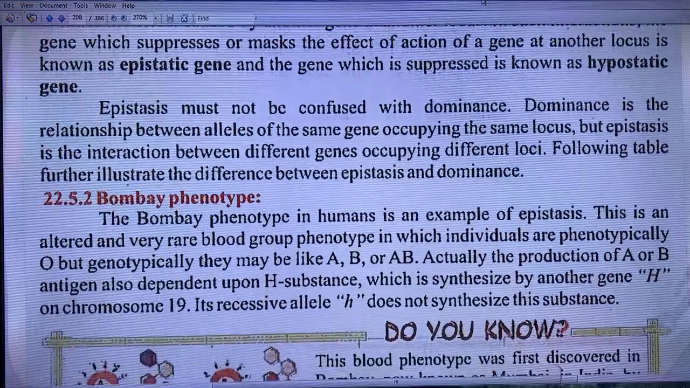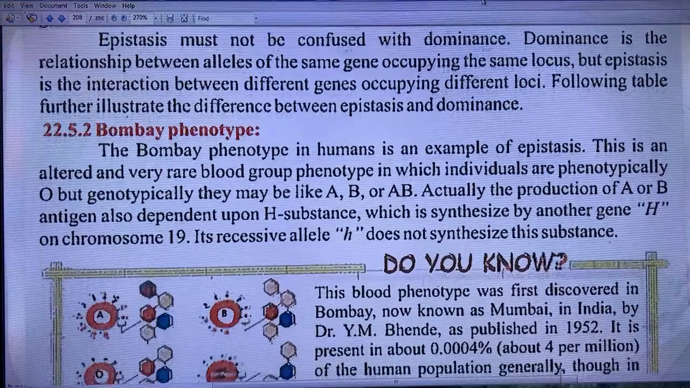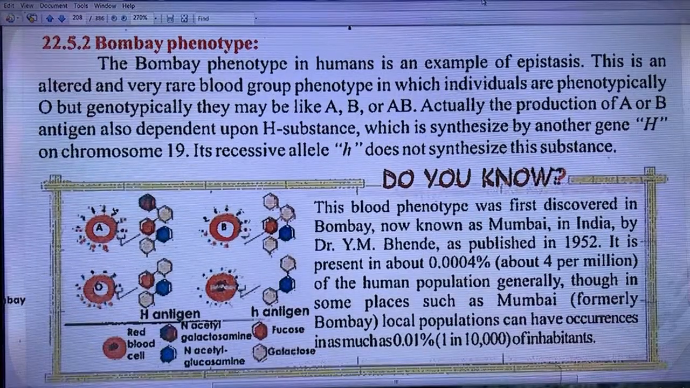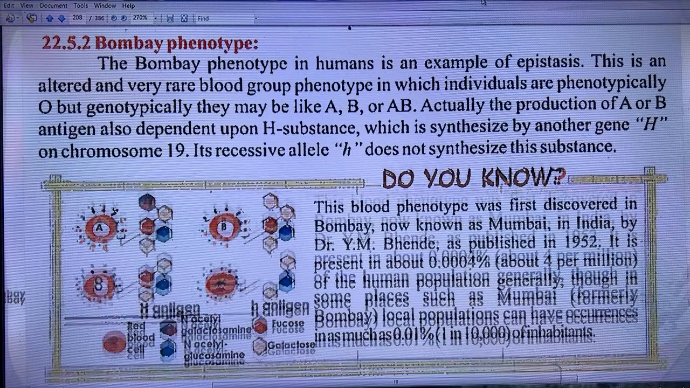Bombay phenotype. The Bombay phenotype in humans is an example of epistasis. This is an altered and very rare blood group phenotype in which individuals are phenotypically O, but genotypically they may be like A, B, or AB. Actually, the production of A or B antigen also is dependent upon H substance, which is synthesized by another gene on chromosome number 19. Its recessive allele, small h, does not synthesize this substance.